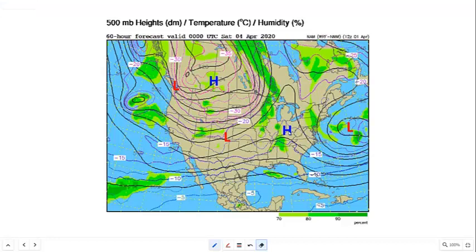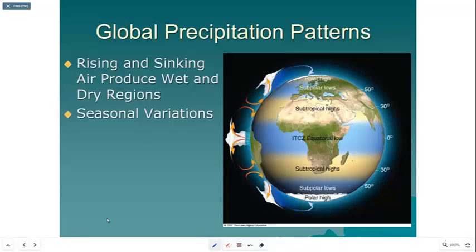Just to point out what it's going to be like, this map is valid for Friday at 7 p.m. local time in Grand Forks. So we're going to get a little bit on the cold side too. Once that snowstorm moves off, it's going to feel like winter around here for a few more days.